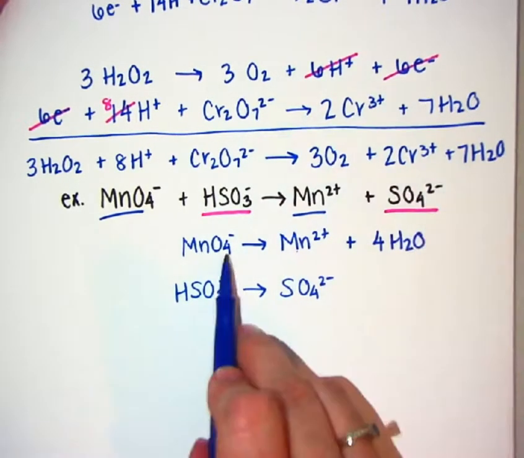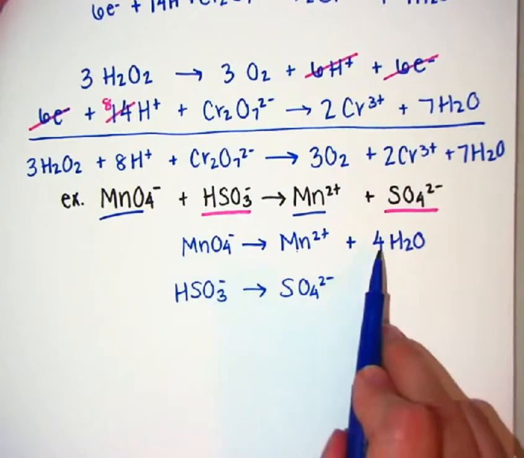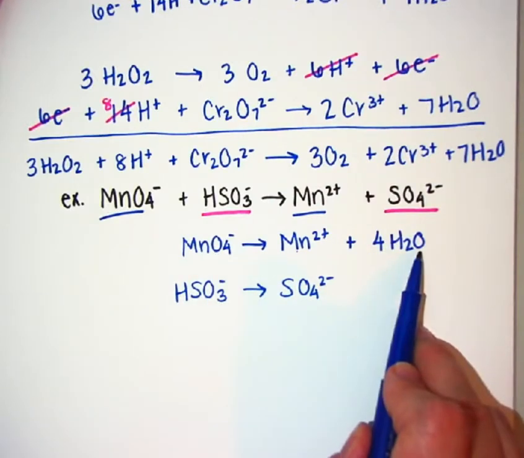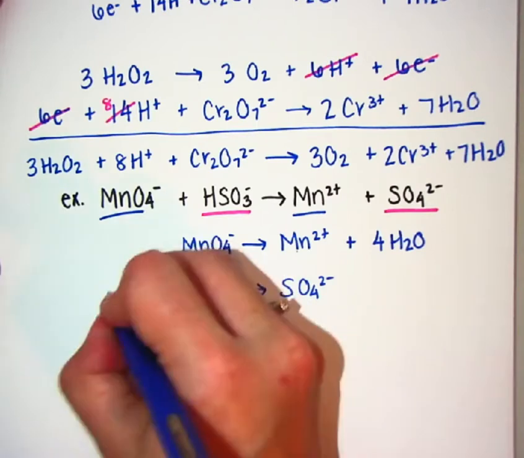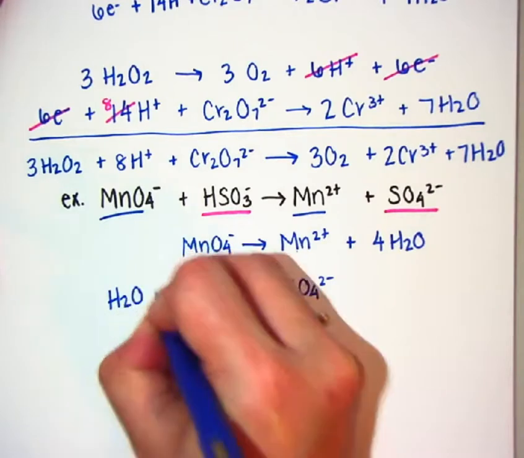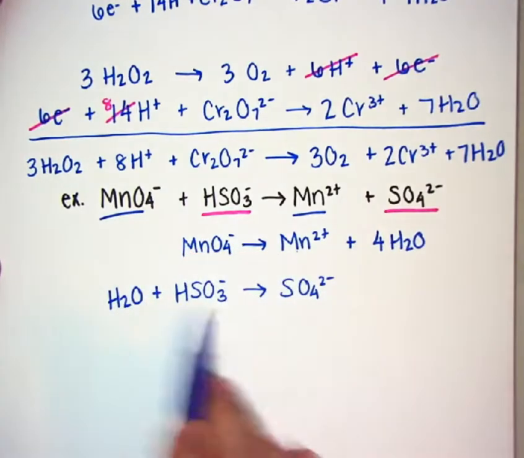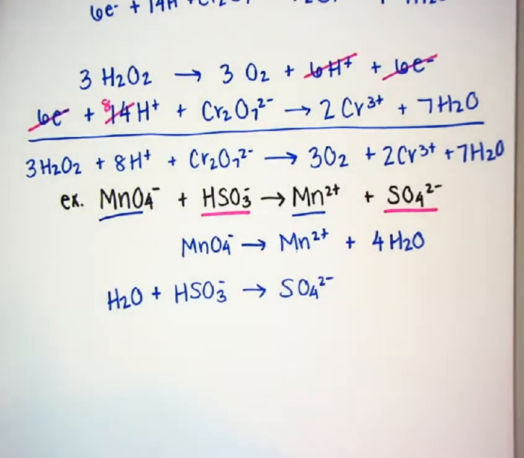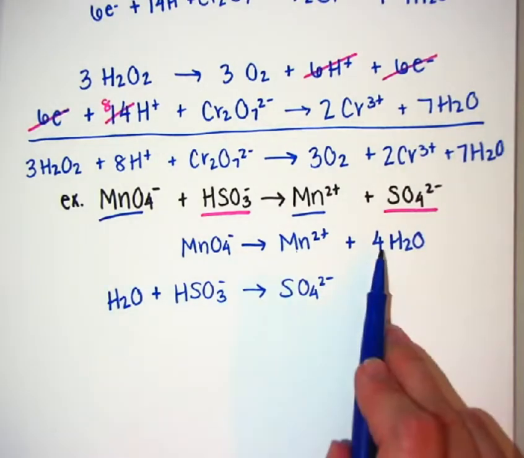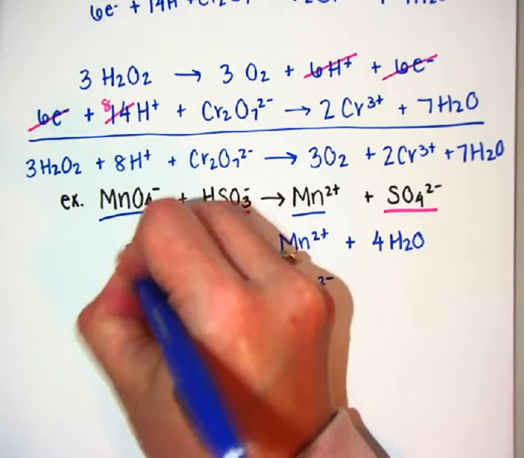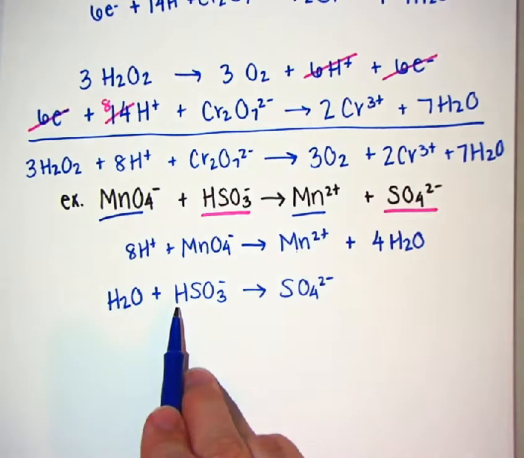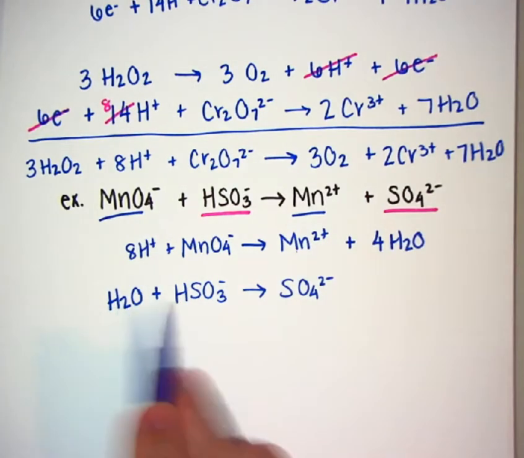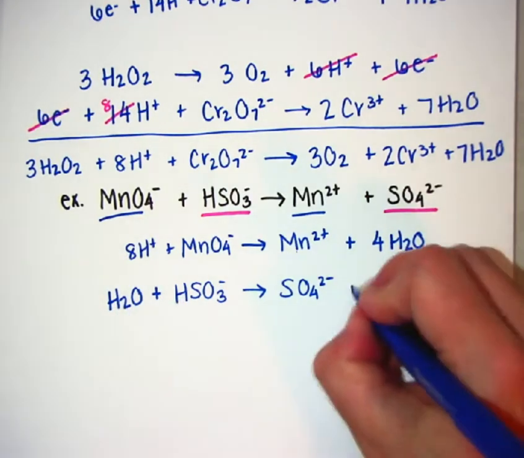I have 4 oxygens on the reactant side. I need 4 oxygens on the product side. 4 oxygens, and here I have 3, so I need 1 more. 1 plus 3 gives me 4 oxygens. Next, balance hydrogen. 4 times 2 gives me 8. Careful here. Here I have 2 hydrogens plus 1 more, so I need 3.